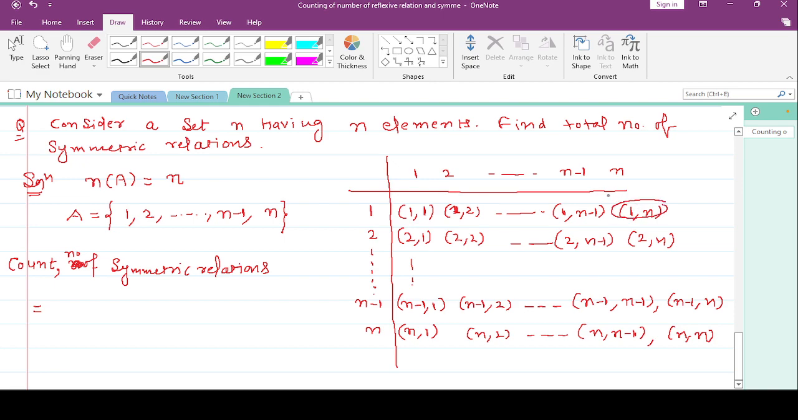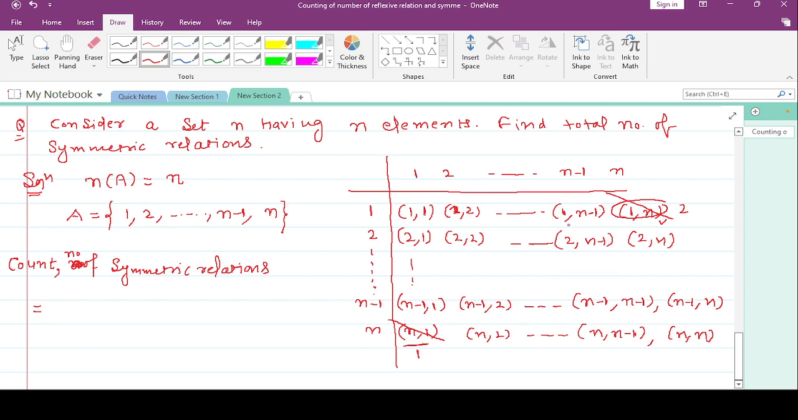Now, if we take this element (1, n), then for this element I have two options. I may write this element in my relation, or I may not write it. But once I write this element in my relation, then its mirror element is bound to come automatically, because the relation is symmetric. So for this element you have two options, and for the mirror element you have only one option, because when this element comes in the relation, the other automatically comes inside the relation.